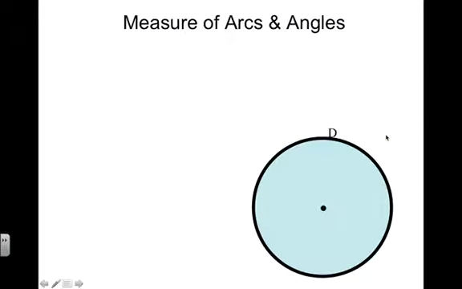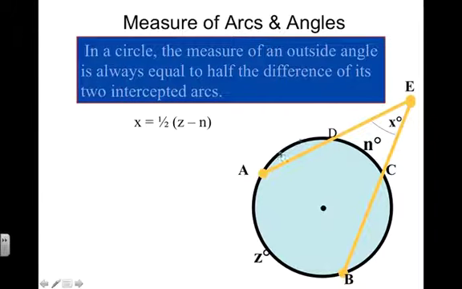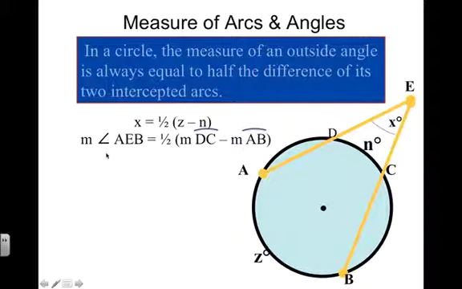So here's an example. Okay, the measure of an outside angle is equal to half the difference of the intercepted arcs. So let's take a look at this situation. So the intercepted arcs would be AB on the outside and DC on the inside. Now, since we're taking a difference, we need to always take the larger or the further arc minus the inner arc. So X is equal to half of Z minus N, or the measure of angle AEB is equal to half the measure of arc AB minus DC.